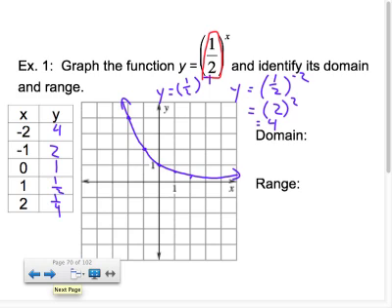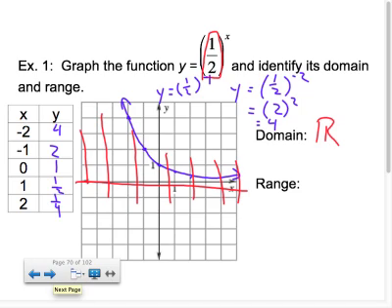Domain is the x values, what x values get hit, so just think vertical lines. Are there any vertical lines you could ever draw that are not going to get hit? The answer is no. Therefore, the domain is all x values, all real numbers.